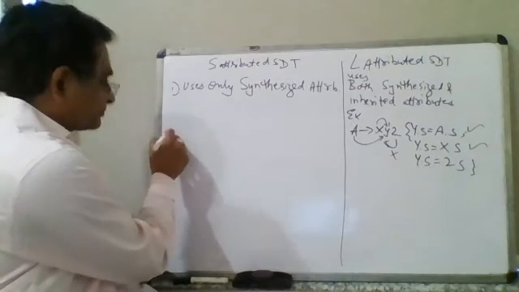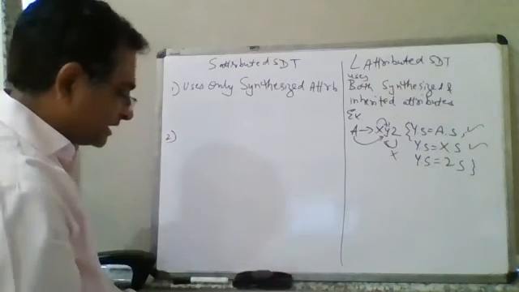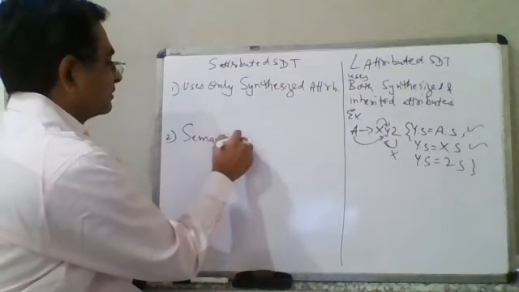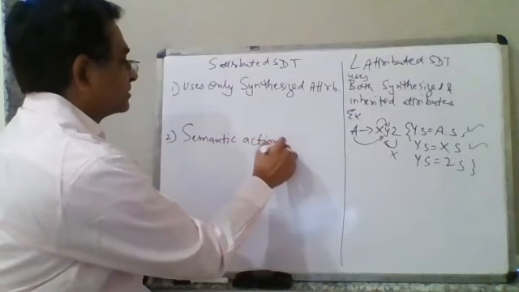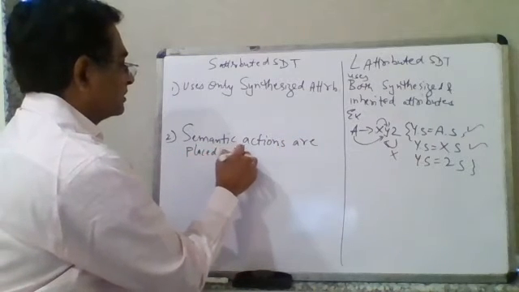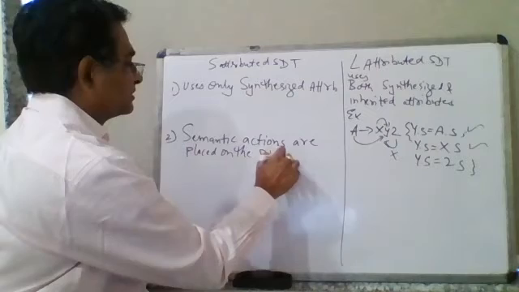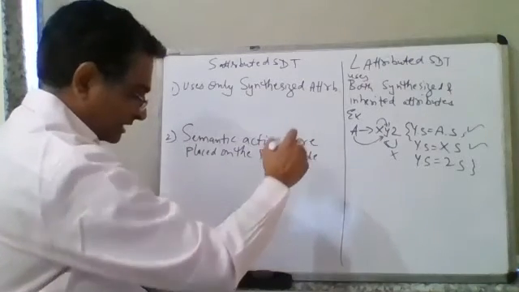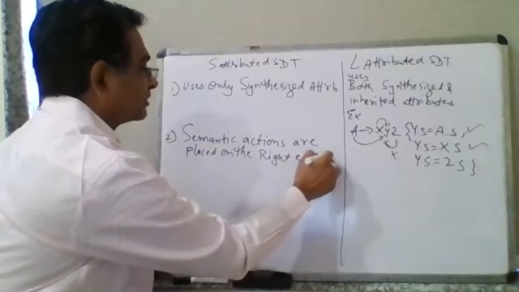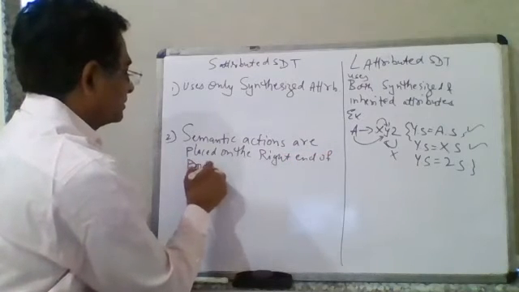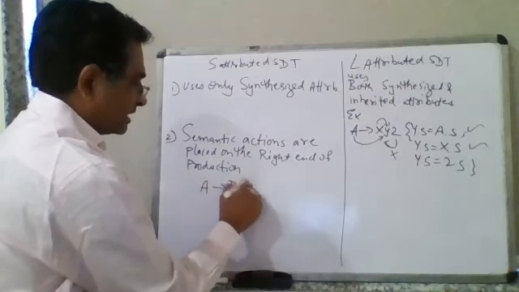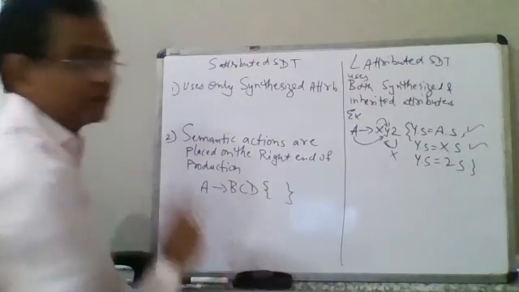Second is semantic actions are placed at the right end of the production. So semantic actions are placed on the right hand side, on the right end of productions, right? So what is the meaning of this? A tends to B, C, D, and I'm going to have the semantic action here, right?